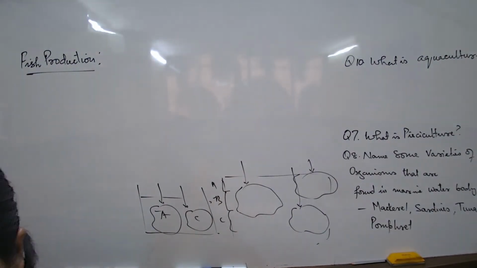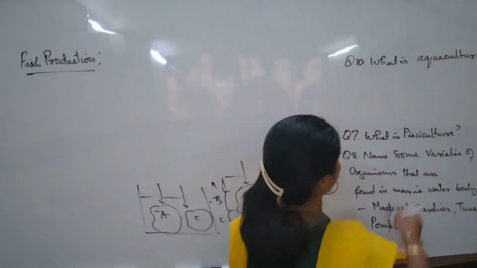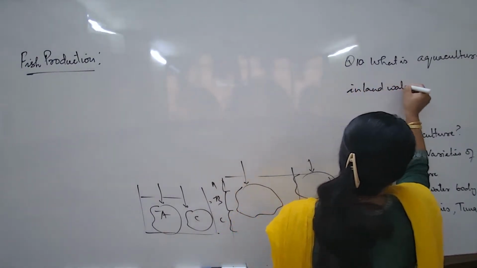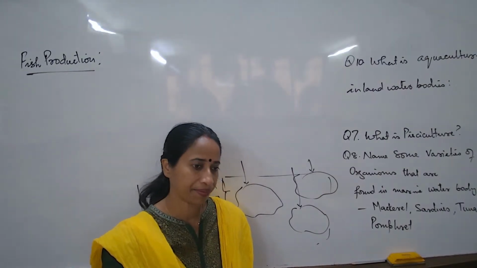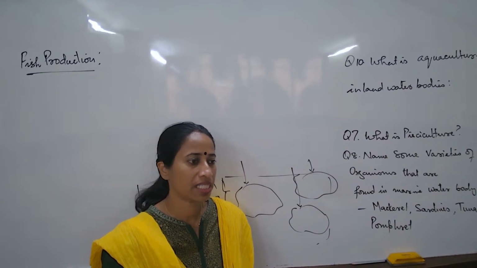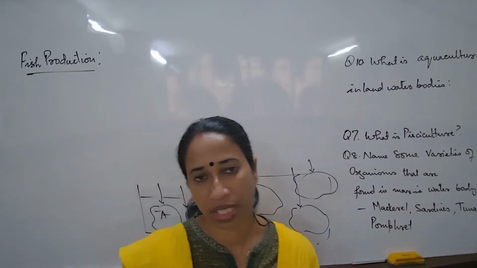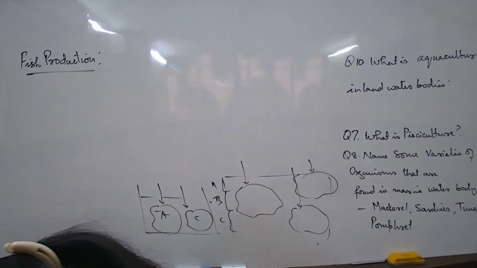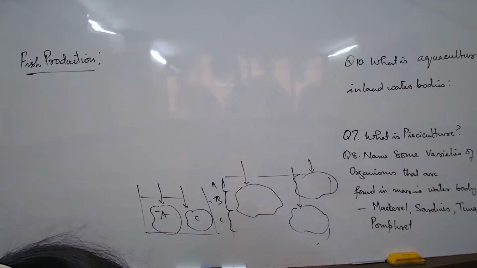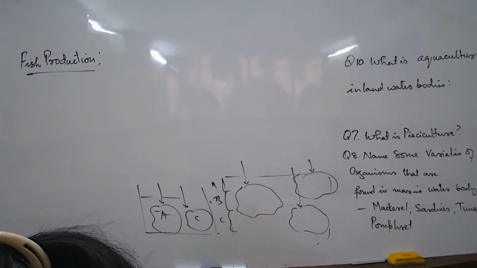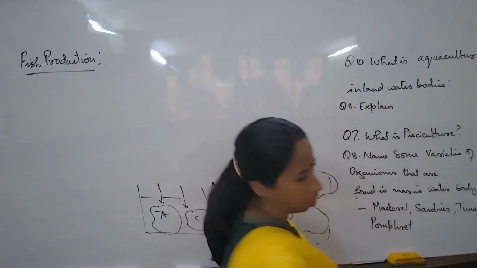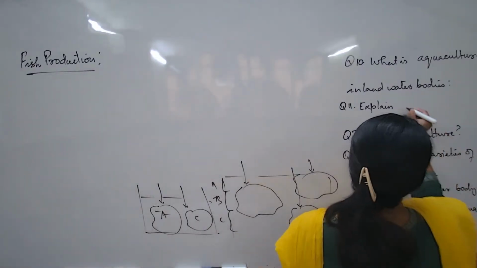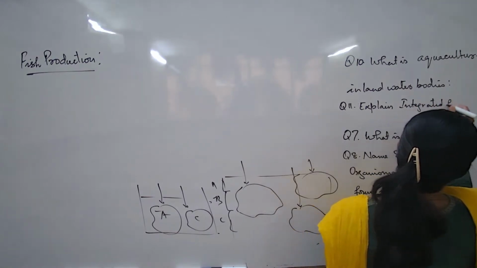Aquatic organisms in inland water bodies such as lakes and ponds are known as aquaculture. Explain integrated fish culture.